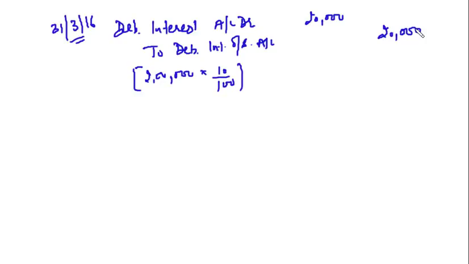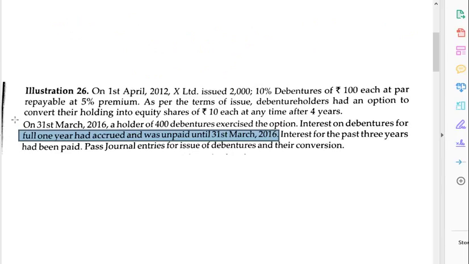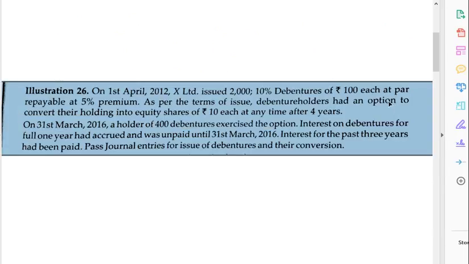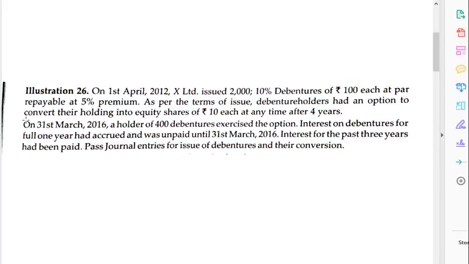Clear? Now, he says after 4 years, that is on 31st of March 2016, one debenture holder who was holding 400 debentures exercised the option, that is, he converted his debentures into share capital.